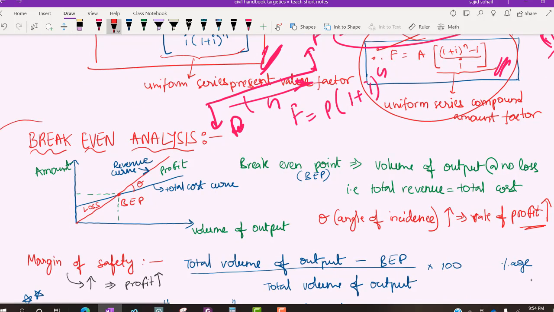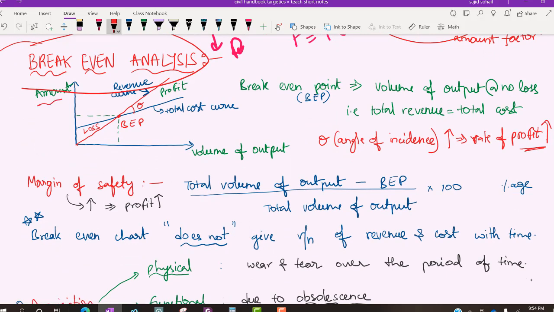Next is break-even analysis. You might be knowing this from your management classes, not at all a problem. So it is just a simple graph between amount, that is money, versus volume of output. So this graph, please be careful, this doesn't give graph between how much revenue you are earning with respect to time. याद रखना, this has nothing to do with it. ये break even analysis क्या करता है? It gives us a rough idea how many products you have to sell so that you will be getting profit. Okay, if you have a certain industry, how many products you have to sell so that you will be in a profit zone. I hope you got it.